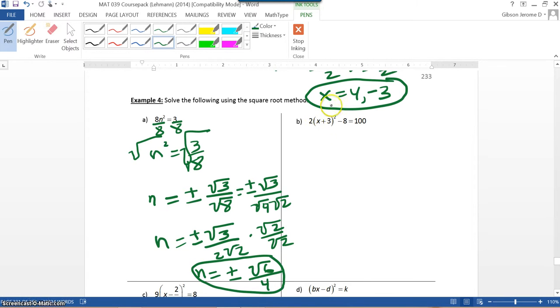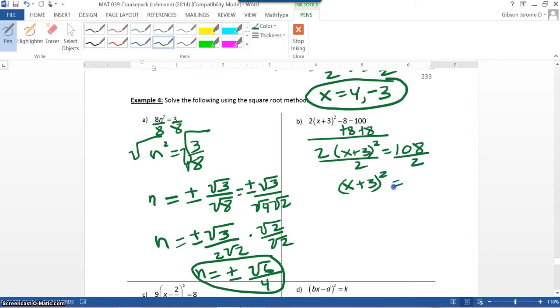Now we come here to b. Now b is the same thing. We have to add 8 on both sides. So we have 2 times the parenthesis x plus 3 squared is equal to 108. Now we would divide each side by 2, and we have x plus 3 in parentheses squared is equal to 108 divided by 2, which is 54. And then we would take the square root of both sides. So we would have x plus 3 on the left.